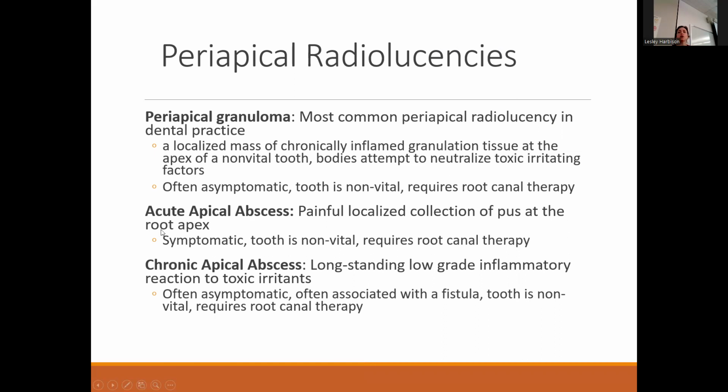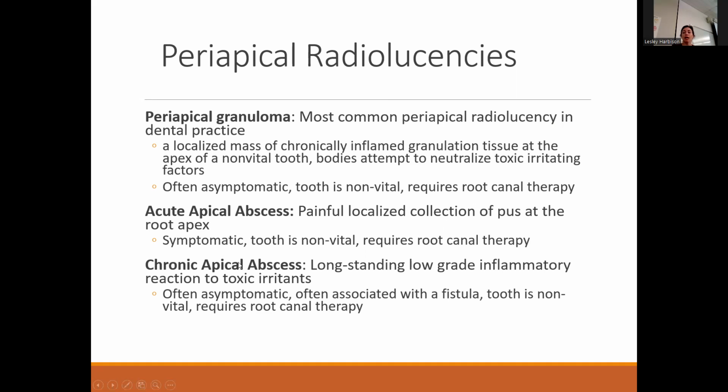Then there are acute or chronic abscesses. If it's acute, usually it's pretty painful, very uncomfortable. It's a painful localized collection of pus at the root apex. Symptomatic, so it's maybe hot and cold sensitive, maybe a throbbing pain. The tooth is non-vital and will require a root canal.